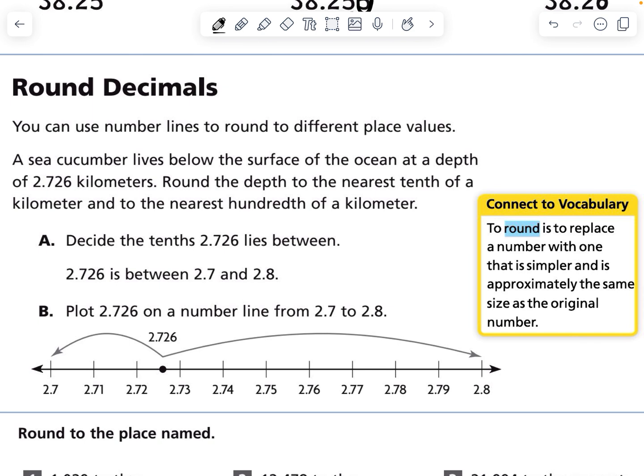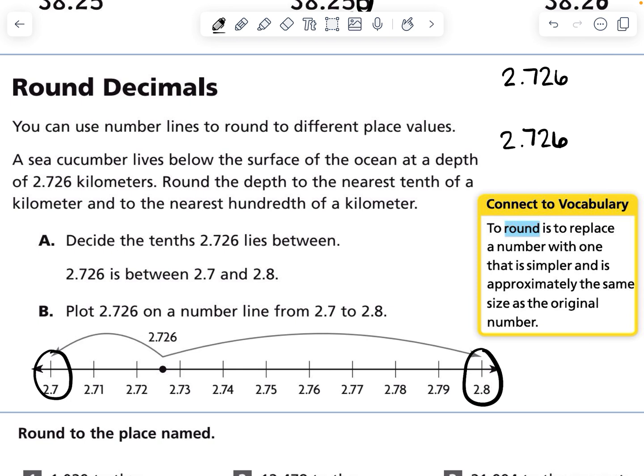Let's say that a sea cucumber lives below the surface of the ocean at a depth of 2 and 726 thousandths of a kilometer. If we round that depth to the nearest tenth and to the nearest hundredth, let's decide what each one rounds to. I'm going to use the space off to the side to first find my number, look right next door. We are going to decide which 2 tenths our number lies between. Then we're going to plot each number on the number line based on what it rounds to.